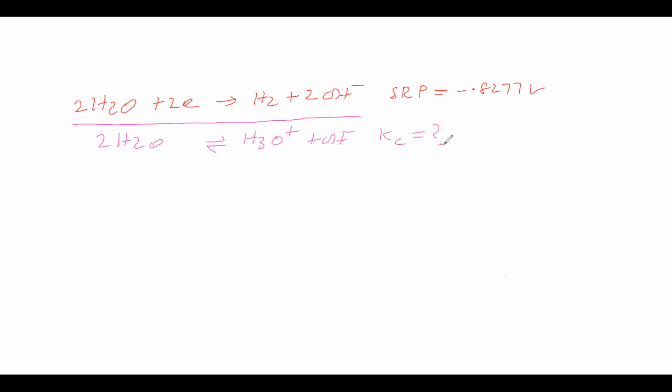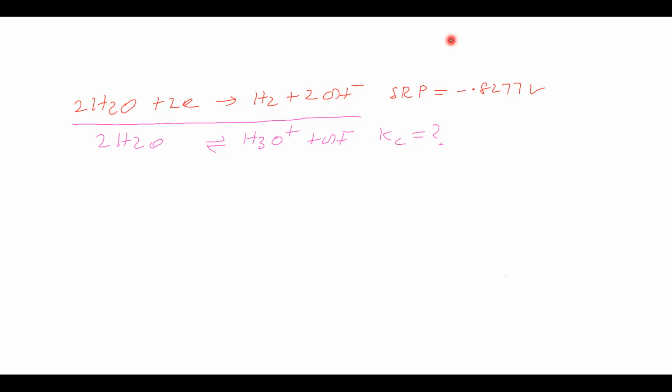Now see this reaction. Here on the left side water molecules are there, on the right side H plus and OH minus ions are there. It is a complete reaction, it is not a half reaction. If it is a half reaction, either on the left side or the right side electrons will be there. It is a complete reaction. For this complete reaction, they are asking the equilibrium constant, and to find this one, they have given this.